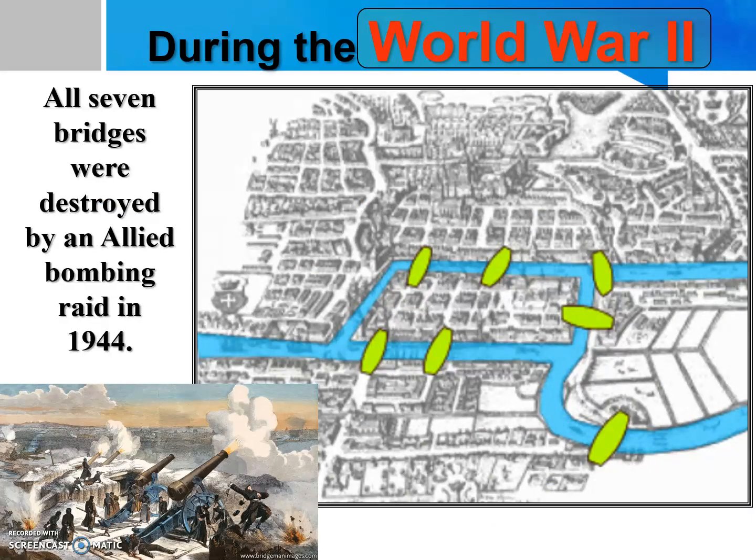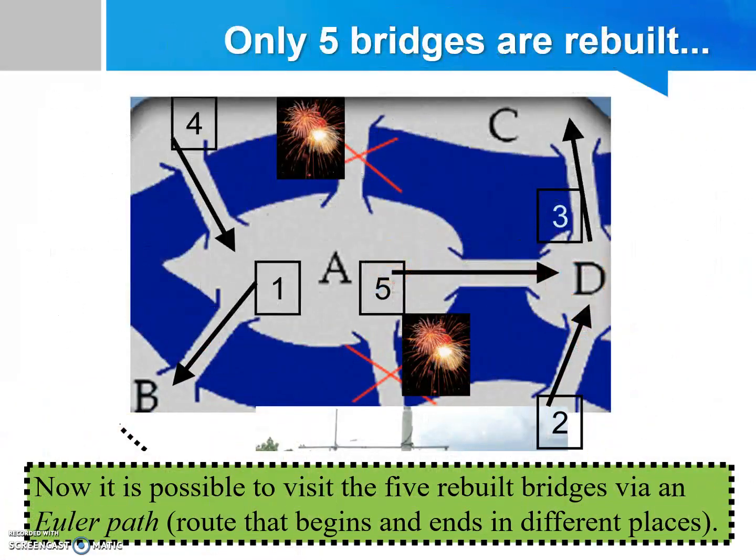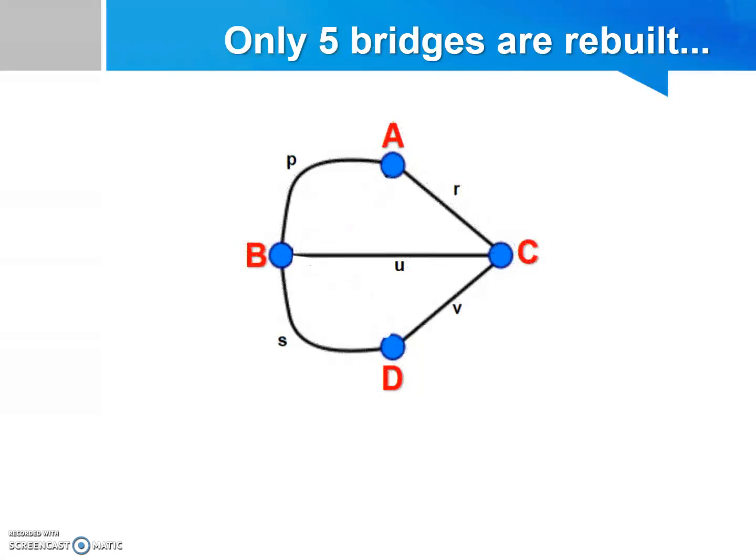However, during World War II, all 7 bridges were destroyed by an Allied bombing raid in 1944. And only 5 bridges were rebuilt. Now, it is possible to visit the 5 rebuilt bridges via an Euler path. Okay, let's prove it together. Since only 5 bridges are rebuilt, we can draw the graph or the network like that.